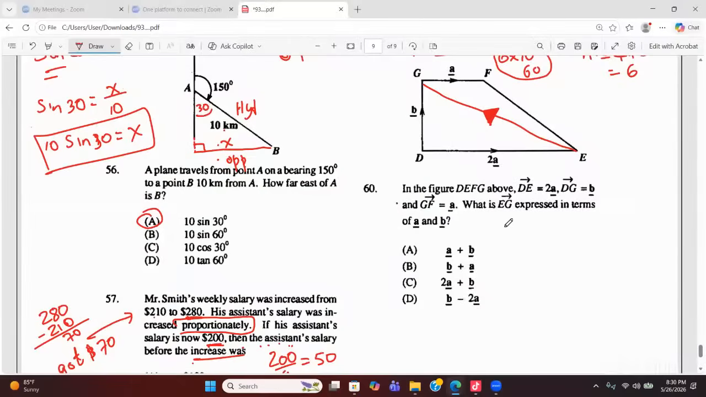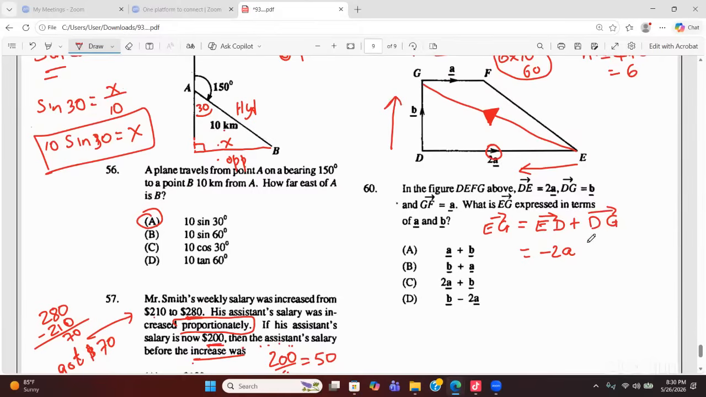All I want you to do is to pay attention. EG is to move from E, and we're going to go to D, plus we're going to move from D, and we're going to go to G, and that's EG. Now, when you look, we're going this way against this arrow. That means this is negative 2A. But by the time we reach here, we're moving with the arrow. So this is a positive B.